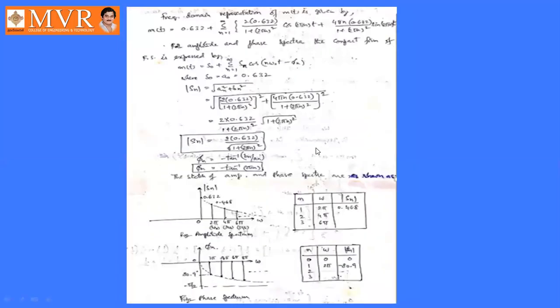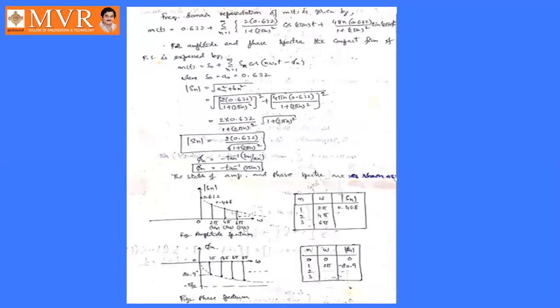We will write the expression for m of t also, m of t equal to e power minus t for 0 less than t less than 1. From this we have to find out a naught, an, and bn. Here I already told you that we have to remember the integration formulas. By simply recollecting the integration formulas, we can use them here, and by knowing those formulas we can solve these problems. Like this we have done so many problems.